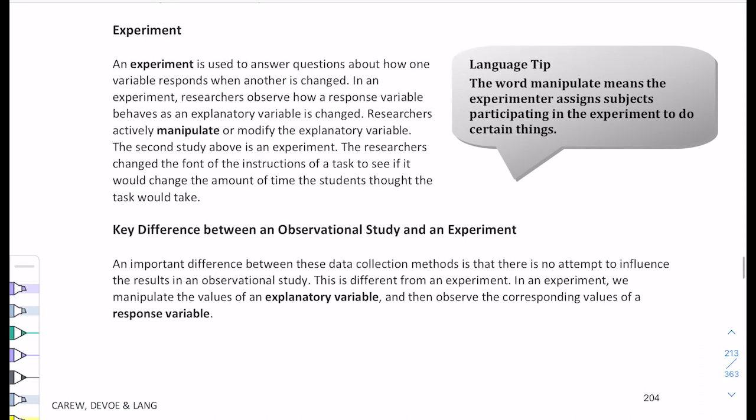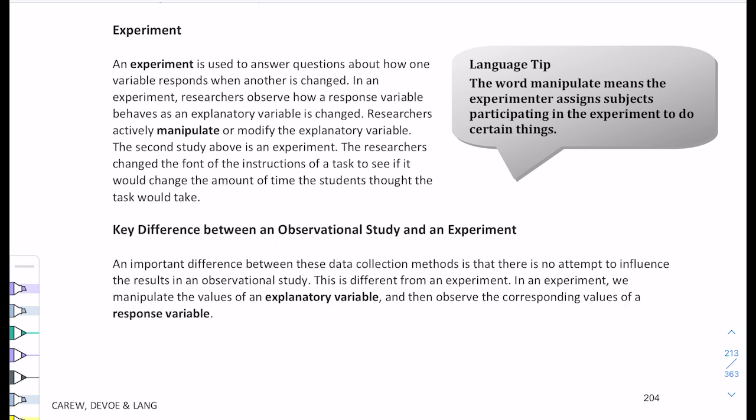An experiment is actually where you are imposing a treatment onto something. So researchers actively manipulate or modify the explanatory variable. In that second example, the researchers changed the font of the instructions. So because they modified or changed something, this would be considered an experiment.